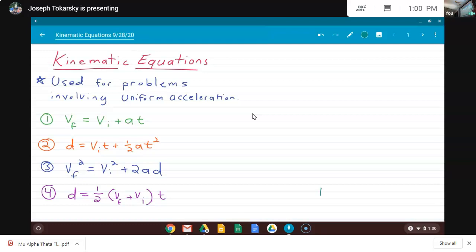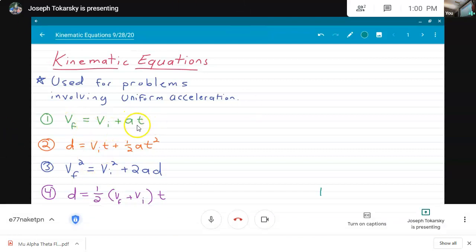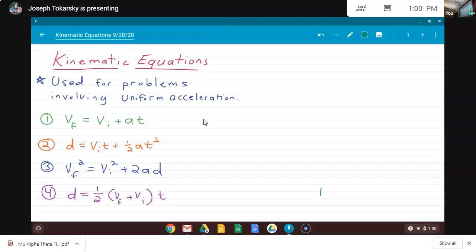So I could subtract Vi over to this side, and I would have Vf minus Vi. Then the t is multiplied by the a. I could move it by division, right? And wouldn't this equation be a equals Vf minus Vi over t? So that is one you're all familiar with.